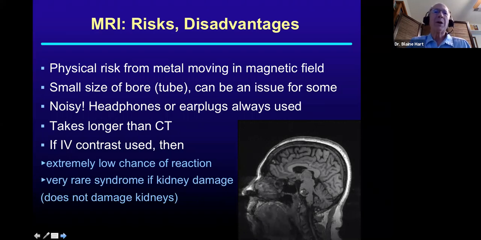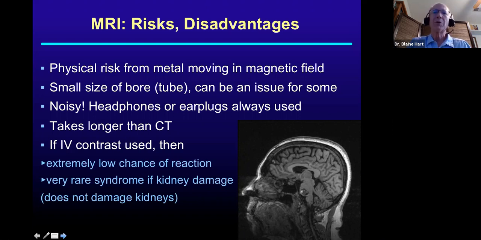The chances of a reaction to the contrast material are much lower than with CT scan. There is still some chance. And if there's kidney damage, the gadolinium can very rarely cause problems. It does not actually damage the kidneys the way the iodine contrast can, but it can damage other tissues.